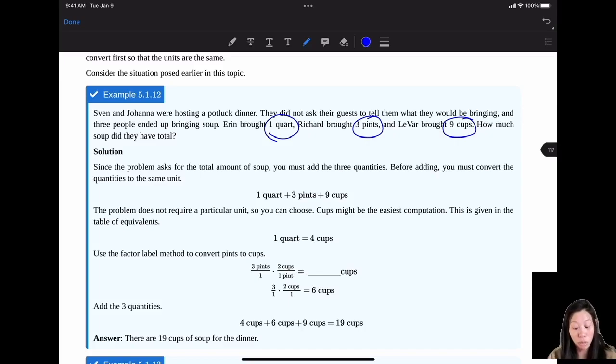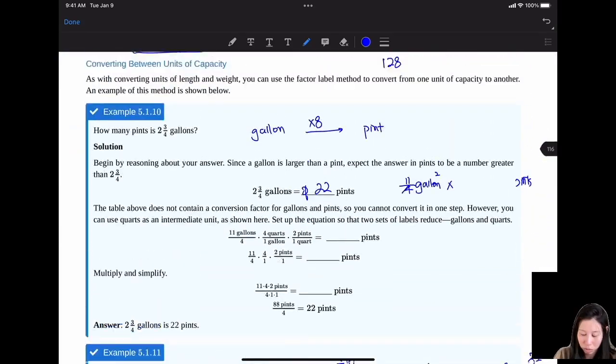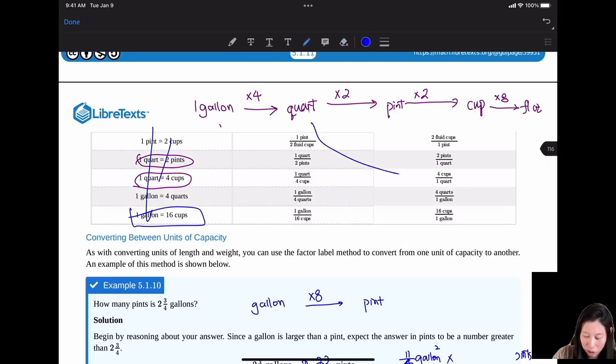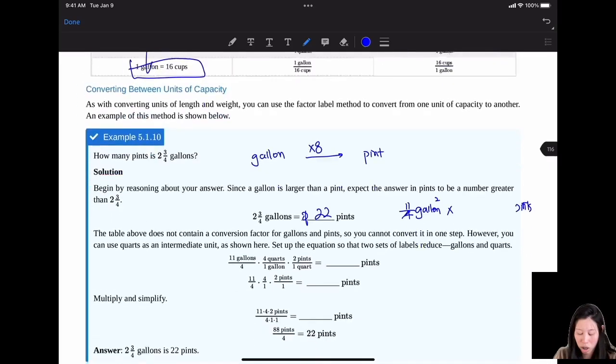So again, there are many ways to do it. I would usually want to use a bigger unit to convert into a smaller unit because you just need to multiply by some number. So you have 1 quart, 3 pints, and 9 cups. I want to convert all of them to cups. Now take a look. Our conversion changes from quart to cup. We have times 2 times 2, so that means you want to times 4.